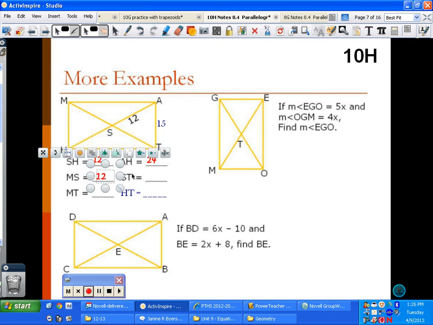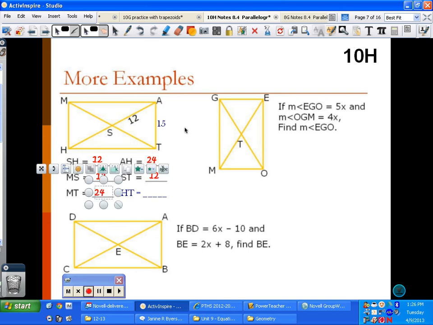And MT is the sum. Well, we know that ST is also 12. And then we know that MT is their sum, which is 24. Fooled you with that one. Finding HT is a little bit more difficult. We're going to have to actually use some information that we know but isn't shown. We know that this is a right angle. We know that this is 15.